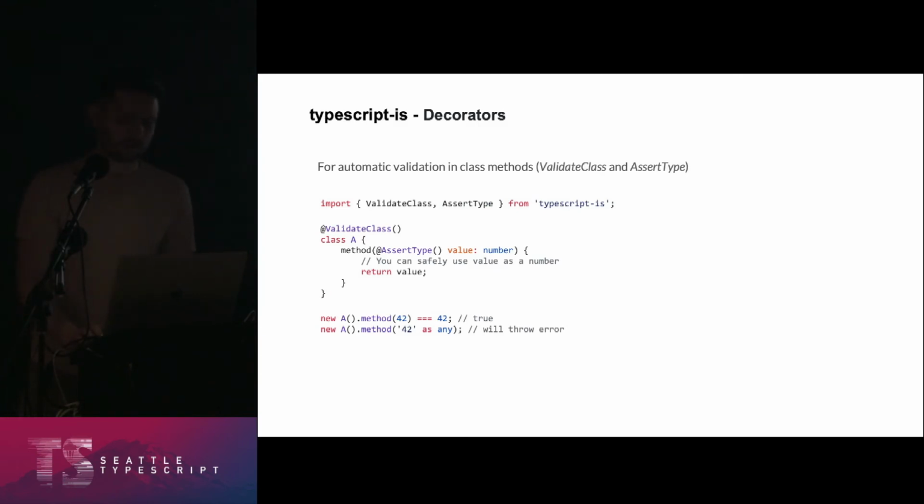It also has decorators for classes, so something that will automatically validate your class methods. You basically just add that to your class, and then in the methods you ask it to assert the type. So now at runtime, you'll throw an error if the type doesn't match.